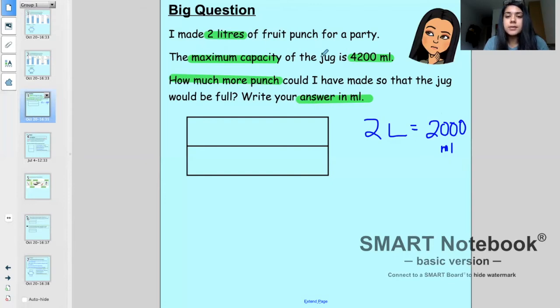Okay, so the maximum capacity, now I want to label my bar model. So the maximum capacity is 4,200 milliliters. Okay, and I've made 2 liters. So I'm going to draw my line. This is roughly about 2 liters. And remember, we said that that is 2,000 milliliters.